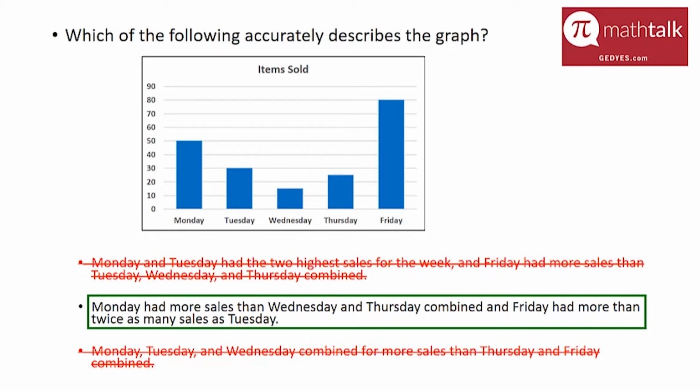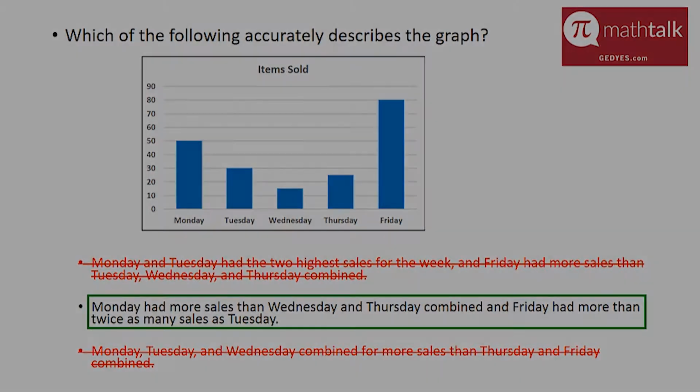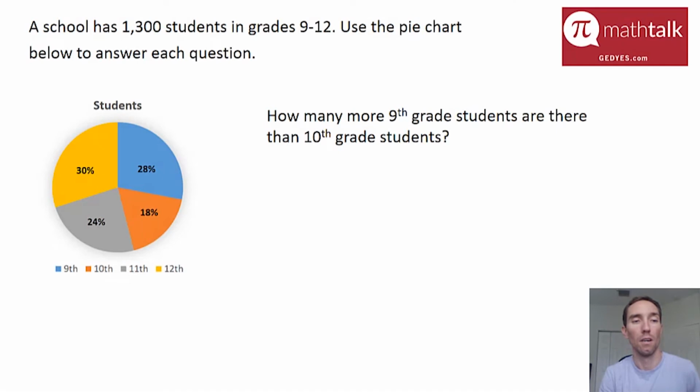All right, great. Let's take a look at another example. We have a pie graph here, and it says a school has 1,300 students in grades 9 through 12. Use the pie chart below to answer each question. And the question asks, how many more 9th grade students are there than 10th grade students? So in our pie chart, we have a legend at the bottom that says the 9th graders are in blue, 10th in orange, 11th graders in gray, and 12th graders in yellow.